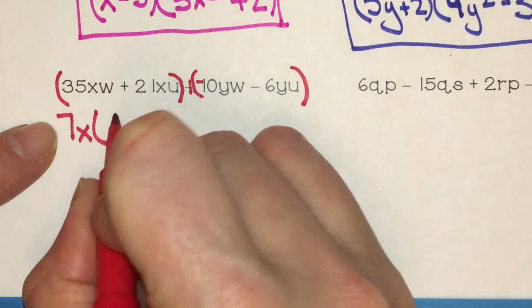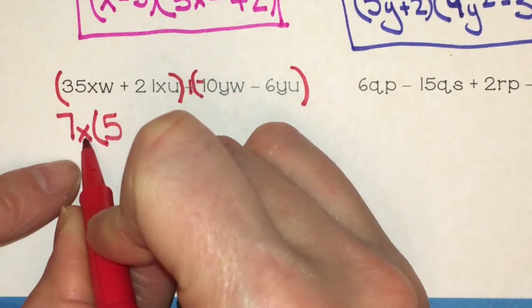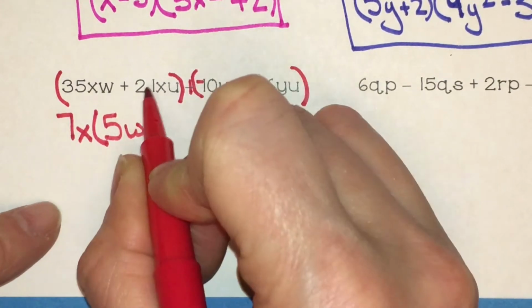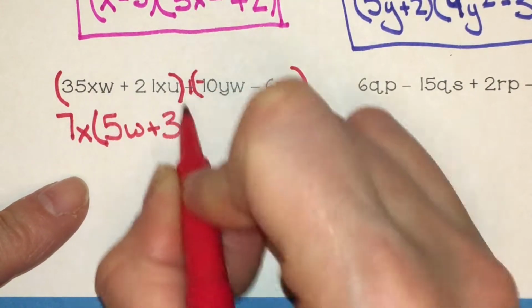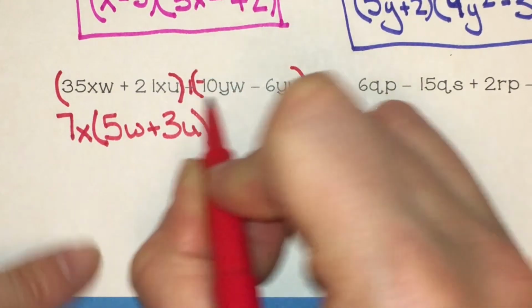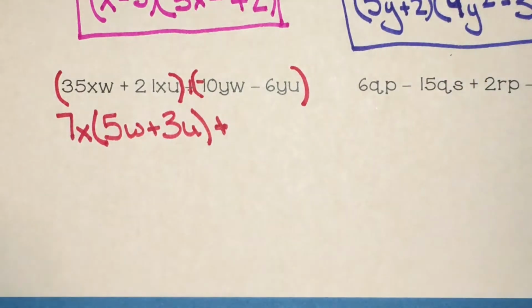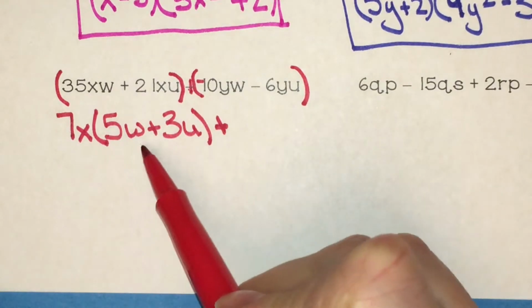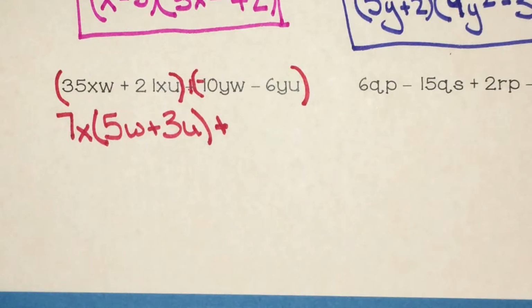35 divided by 7 is 5, and x divided by x is 1, but I'm left with a w. Plus 21 divided by 7 is 3. I factored out that x, so I'm just left with a u. There's plus in between. Remember, you want what's in the parentheses to be the same on this one. So I want it to be positive 5w plus 3u.